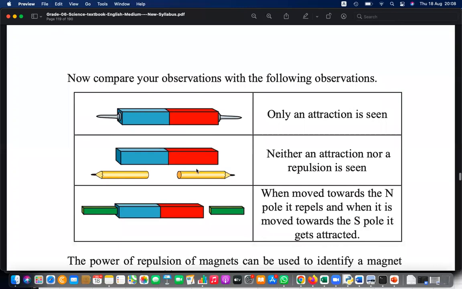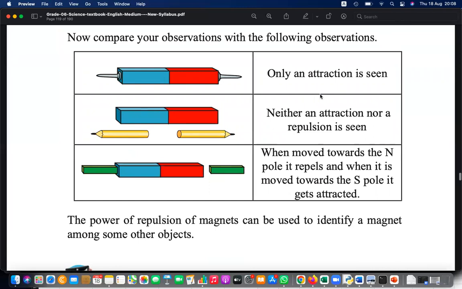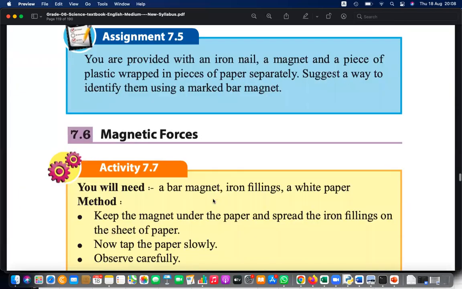Okay, you can see this. This is the observation. You can see the nail is attracted to both sides. Here, the pencil will neither attract nor repel. There is no attraction or repulsion, nothing. For the bar magnet it depends: when moved toward the north pole, it repels. When moved towards the south pole, it gets attracted. You can say repulsion also. Okay, these are the points.